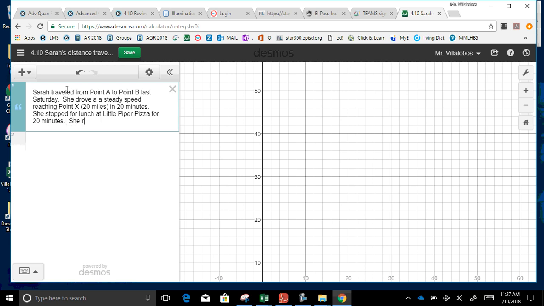She resumed her journey after lunch and reached point Y 60 miles farther along, 50 minutes later.